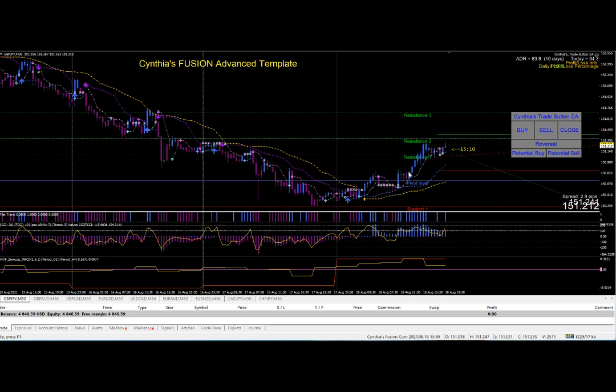So we have all of the new indicators, the CCI and the daily MACD and the trade button. Those are included in the advanced template. Those are not included in the basic template, but the basic template is just more simplified to help you learn the basic indicators first before you go to the advanced template.